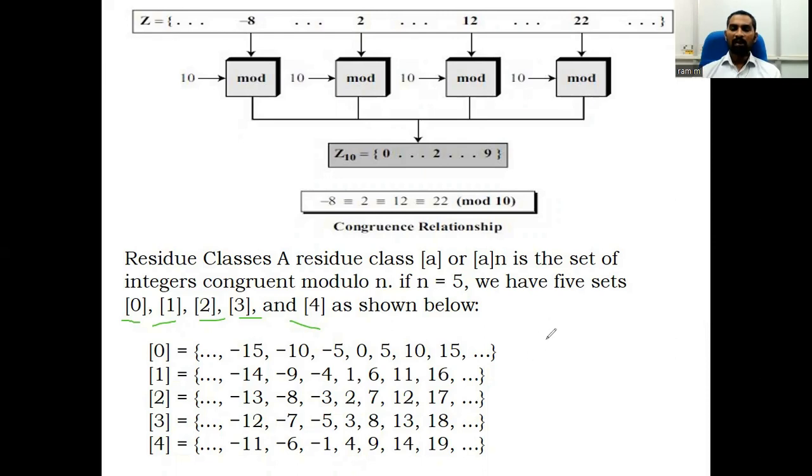Now, what are the values that are giving residue 0? They all come under the 0 class. What are the values that are giving residue 1? They all come under the 1 class. All the values that are producing residue 2 with respect to mod 5 will come under class 2. Similarly for class 3 and class 4. These are called residue classes.